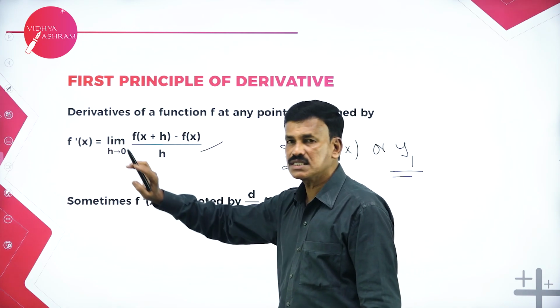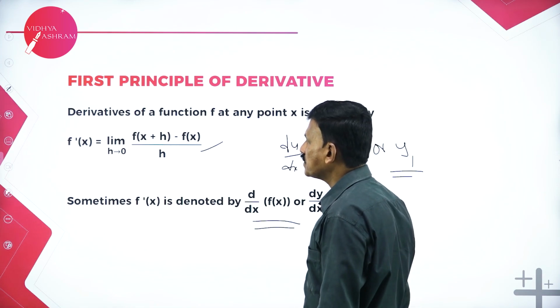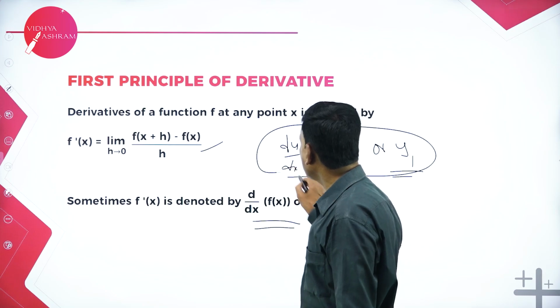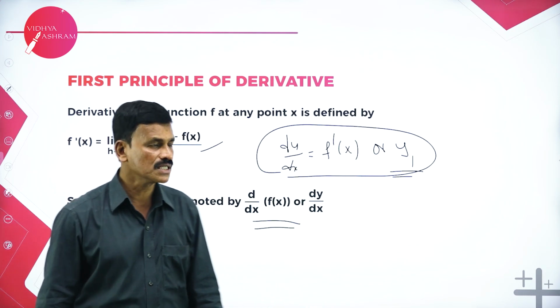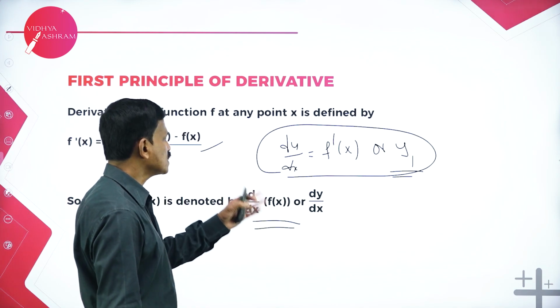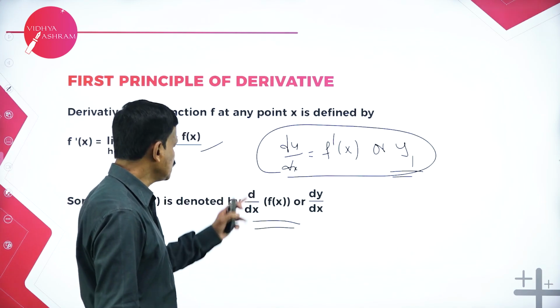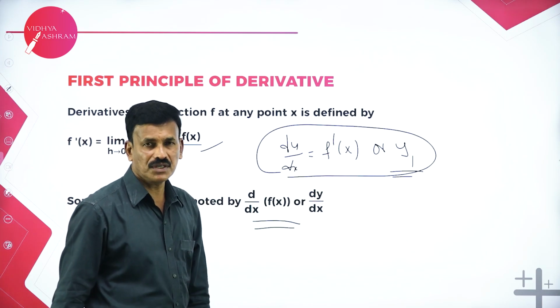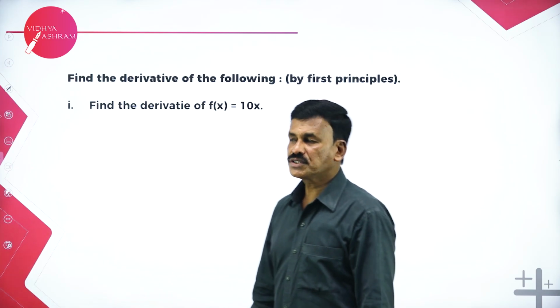If this exists, then it is the derivative f dash of x, denoted as f dash of x, or also denoted as dy by dx is equal to f dash x, or y1, or d by dx of f of x. D by dx of f of x is nothing but f dash of x. Now move on to the first problem.